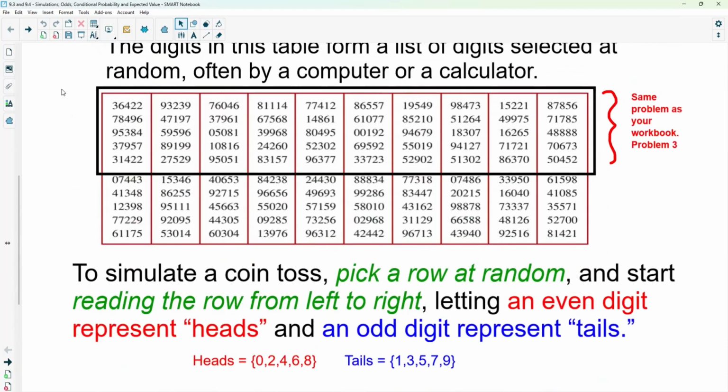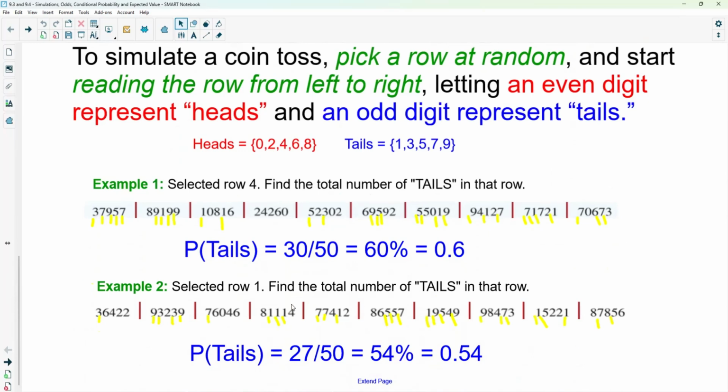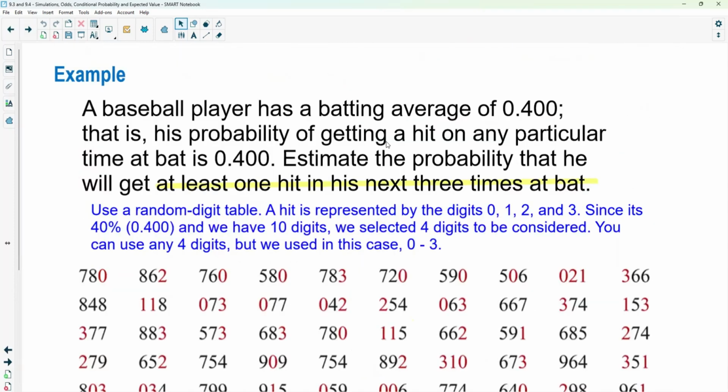Then I selected another one, like row 2, and that one had 27. So 27 out of 50. Again, 54%. We're looking for 50%, because that's the theoretical probability of getting tails when you're tossing a coin.